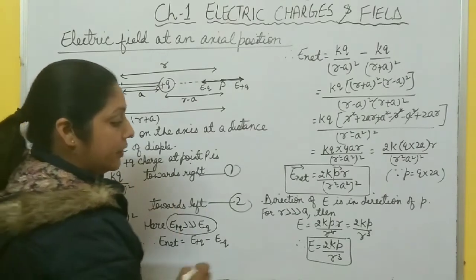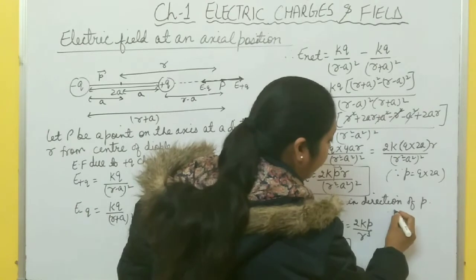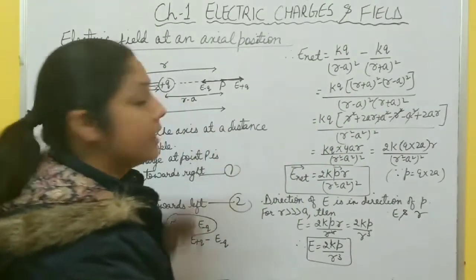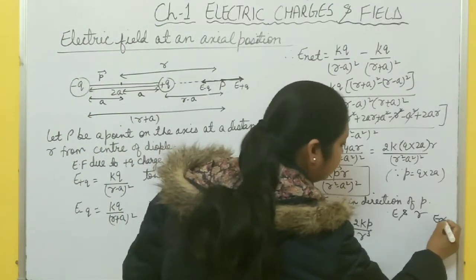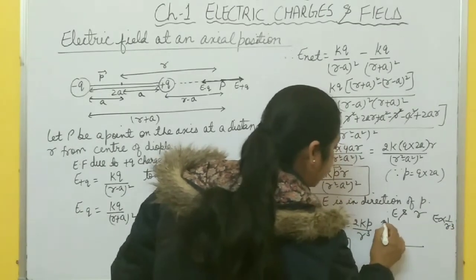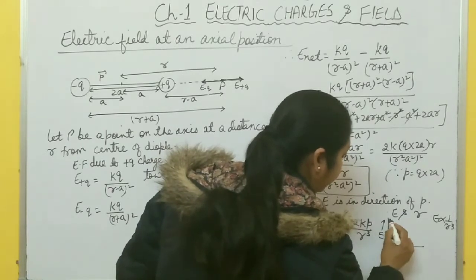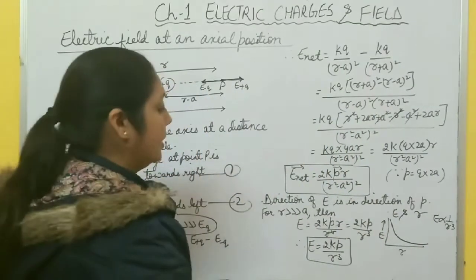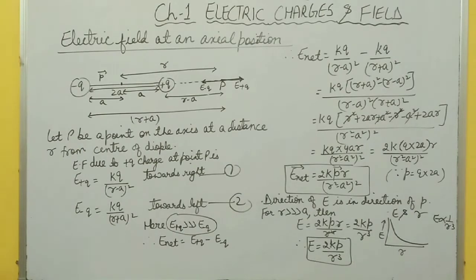One important thing: in the exams, it may ask in a 1 mark question to draw the graph between E and r for this axial position. So E is inversely proportional to r cube. What type of graph is formed? Suppose on this side is E and on this side is r. The electric field decreases with the increase in distance like this. This is the graph between E and r. Hope you understood this one.